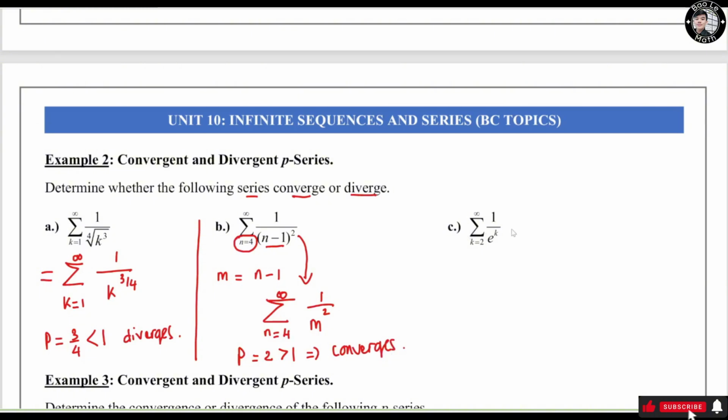Now question C. This is not a P series because the base right here and the exponent right here are different. However, this one is a geometric series. So this can be written as 1 over e squared plus 1 over e cubed plus 1 over e to the 4 plus etc. So the common ratio is 1 over e, which is less than 1. So this series converges.